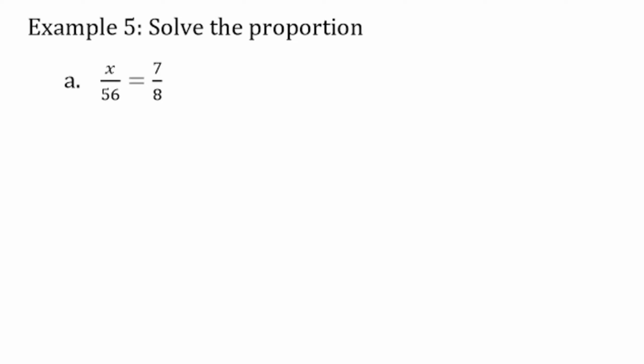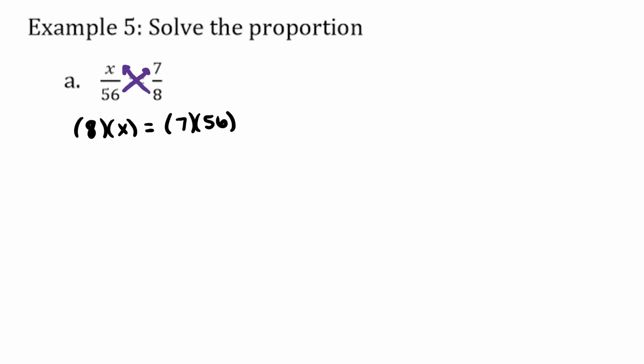X over 56 equals 7 over 8. So we're going to times 56 from the bottom left up to the top right, and we're going to times 8 from the bottom right up to the top left. This is called cross multiplying. So I get the equation 8 times X equals 7 times 56.